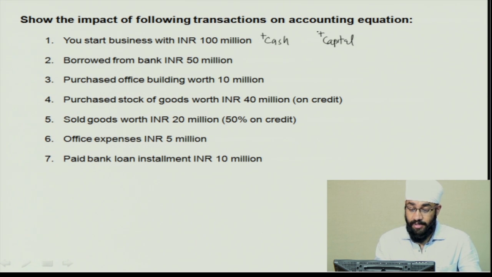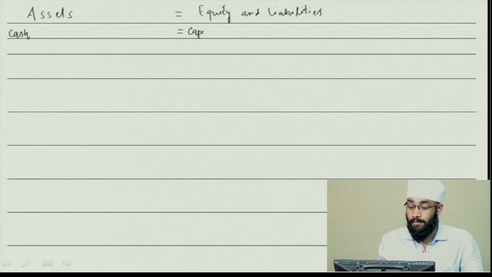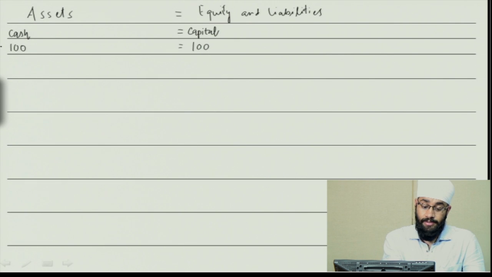So after this transaction, you are going to have an asset called cash in the balance sheet, and also you are going to have a liability called capital, which is the amount brought in by the shareholders or the person who starts the business. So you have 100 in cash, but you owe 100 to the owner as well. So that is transaction 1 for you.